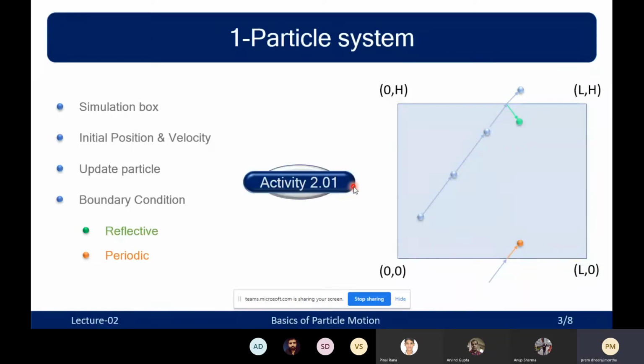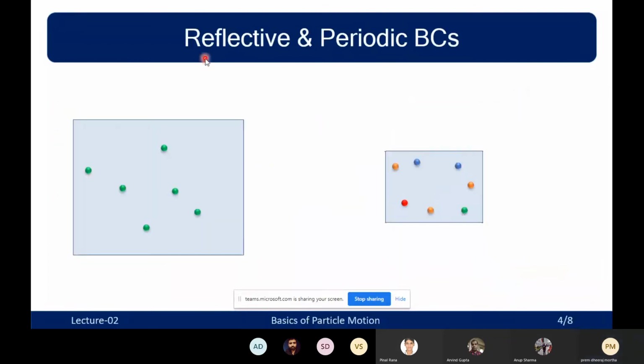And now I would like to give you an activity on this one particle system. But let me first give you more details about these boundary conditions, so that we can come back to this one particle system again and see what exactly you're supposed to do in this one particle system's simulation. So I was talking about these boundary conditions, right? Reflective boundary condition and periodic boundary condition.